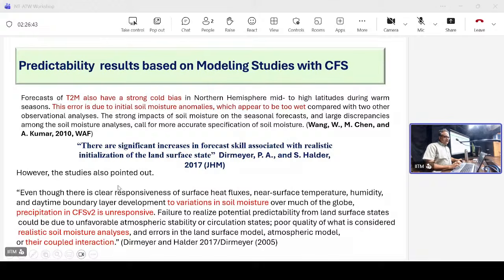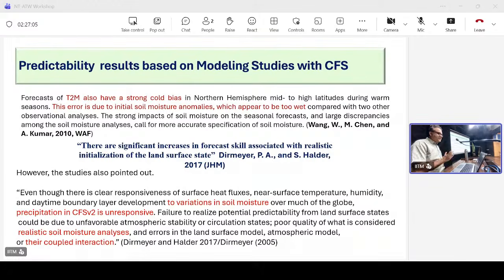Okay, and then when this monsoon mission started, you have heard from the director, they said that in some of the exercises in the monsoon mission model, it has shown clearly that there is a significant increase in the forecast skill associated with realistic initialization of the land surface.